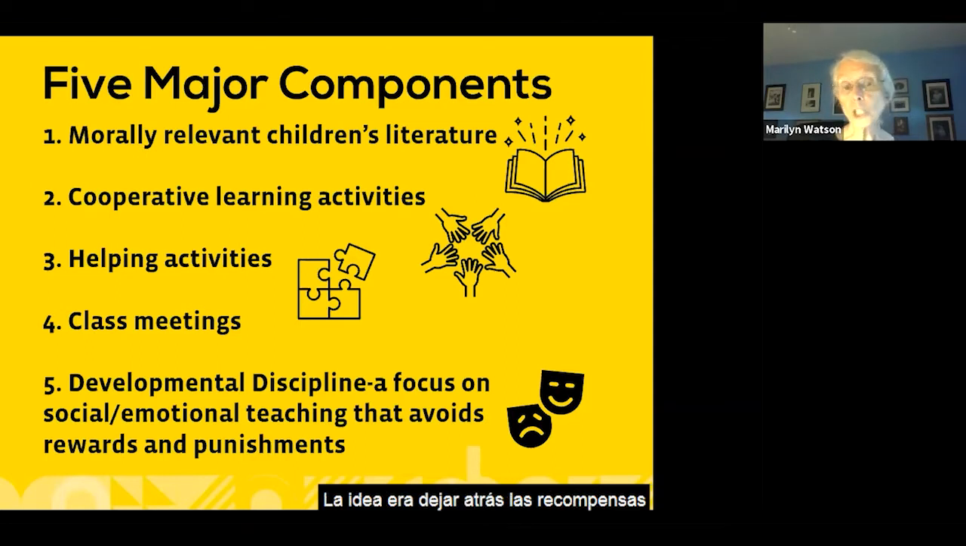Primarily, the idea was to avoid rewards and punishment, though on some occasions, when a teacher couldn't reach a child, it might be necessary to have the child removed to a different part of the classroom, etc. There are ways that sometimes teachers do exert power, but the focus was on social and emotional teaching, moral teaching. Okay?